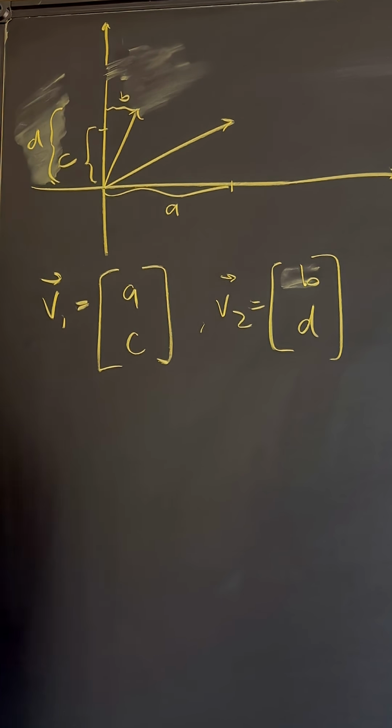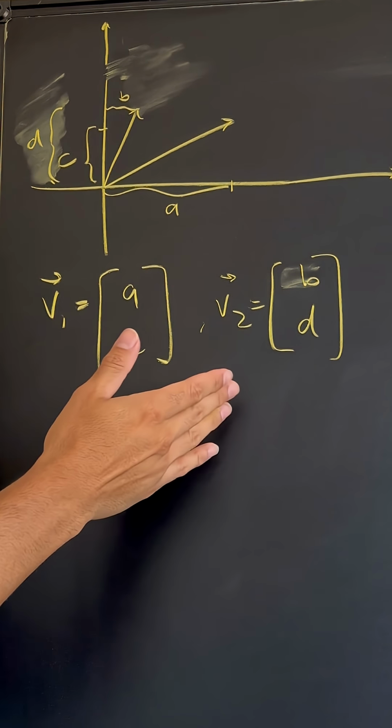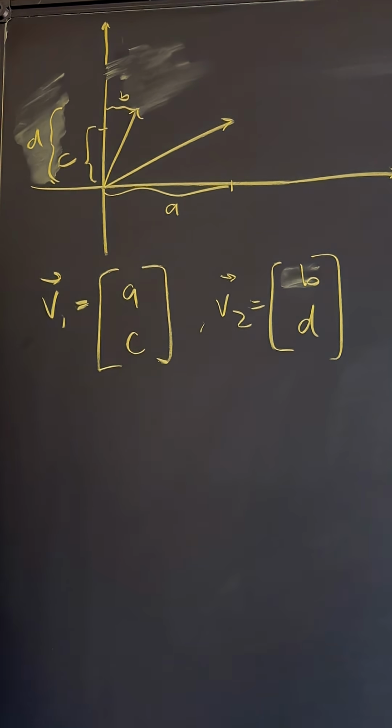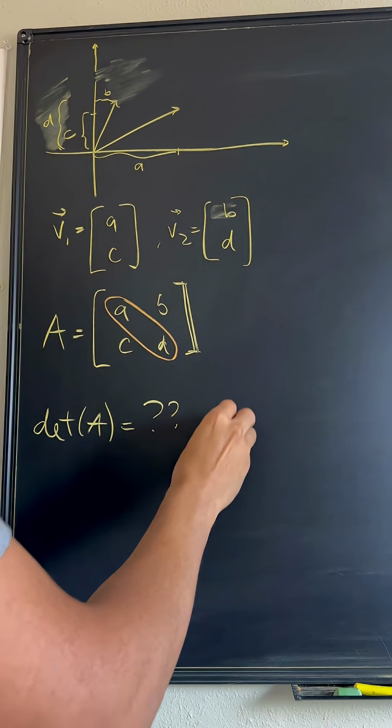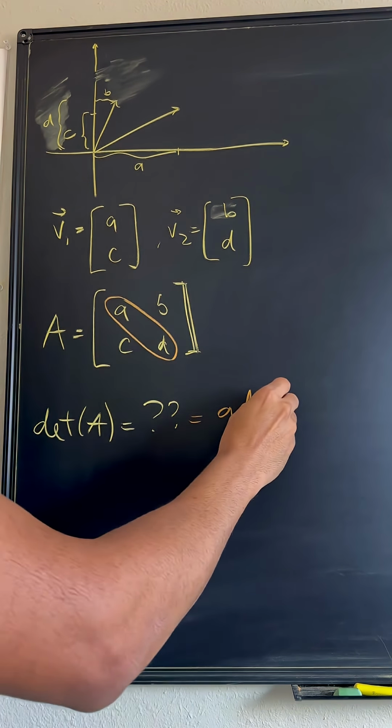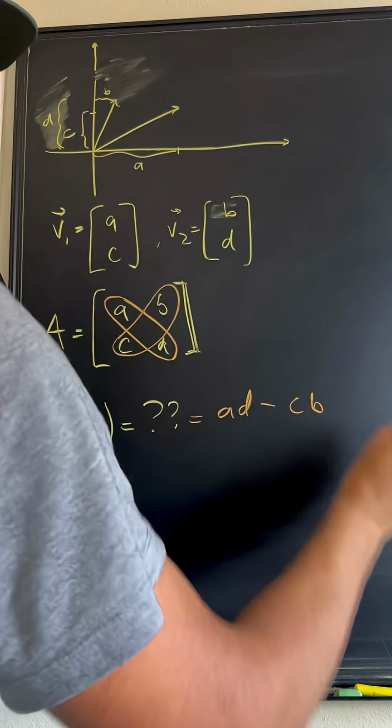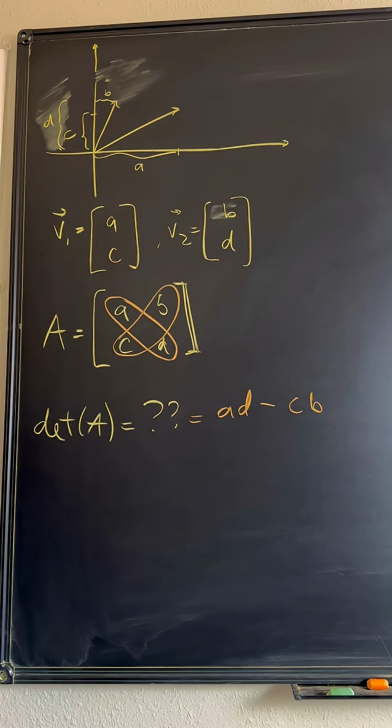You have vector 1 with the components A, C and vector 2 with the components B, D. We can go ahead and construct a 2 by 2 matrix, and then we're going to visualize what the determinant of A represents. And in school, you're taught that the determinant is the product of this diagonal minus the product of the other diagonal. But let's visualize this from a geometric standpoint.